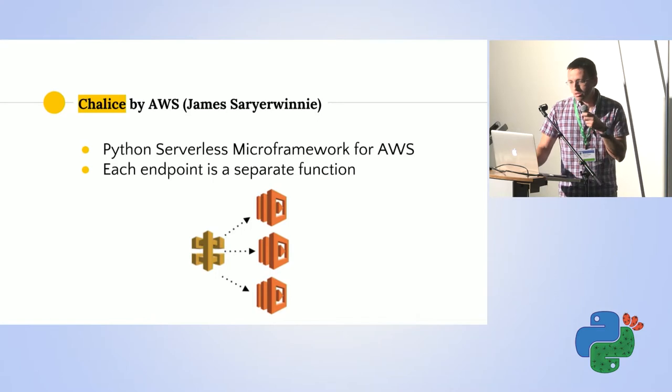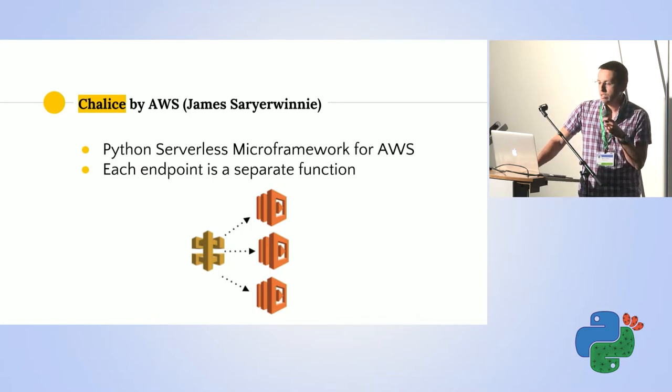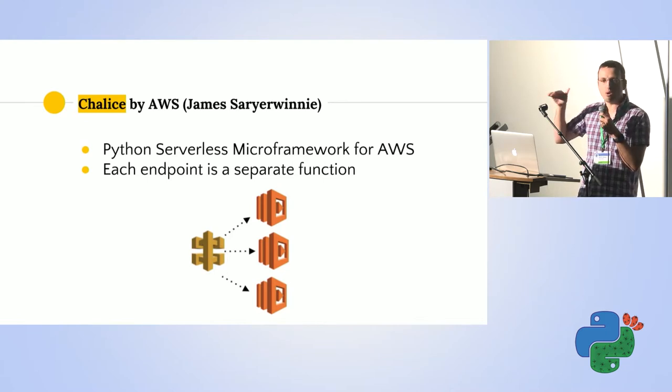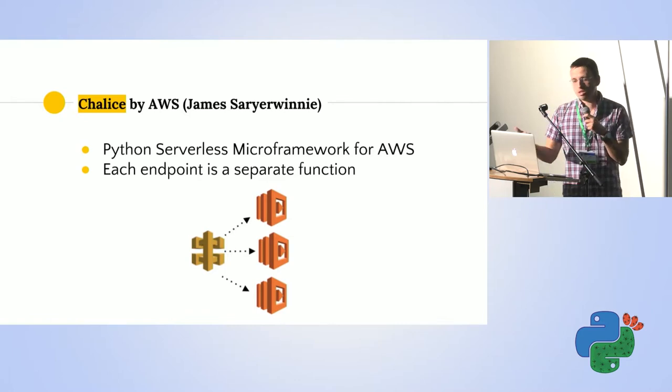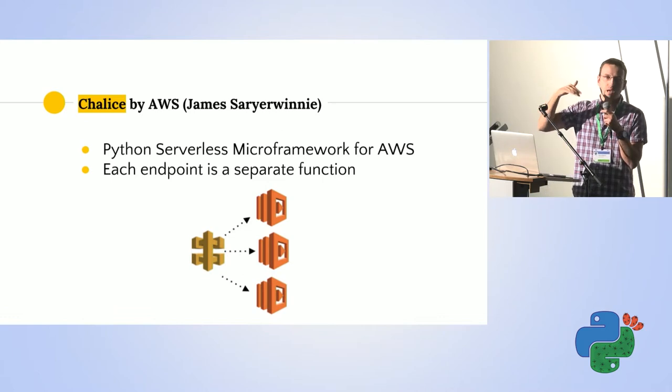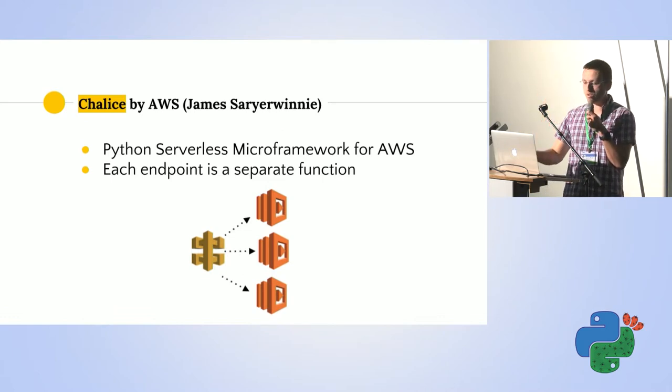Another framework is Chalice. It was developed by AWS. And Chalice is just like Flask. It has almost the same syntax. We'll see it in a minute. The main difference between Chalice and Zappa is that while Zappa creates only one endpoint in the AWS API gateway and serves as a proxy to your Django routing or to your Flask routing, Chalice knows to go over your endpoint annotations in the code and create an endpoint for each one of them. So you get a Lambda function for every endpoint that you have in your code.